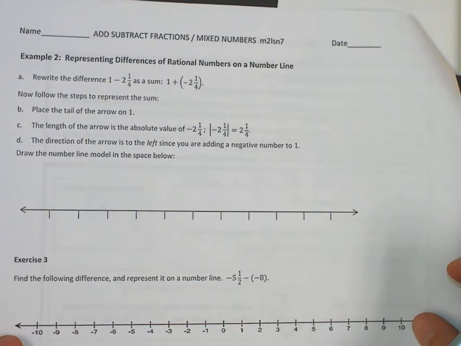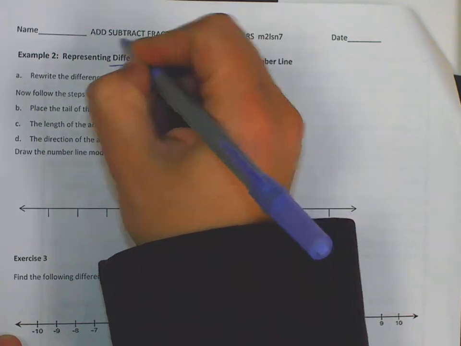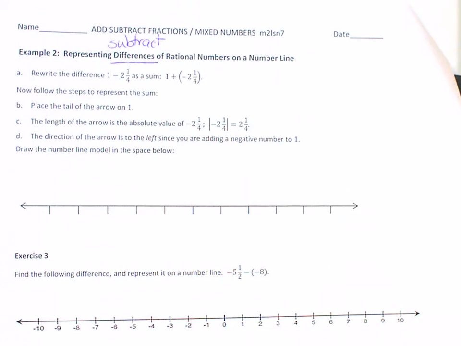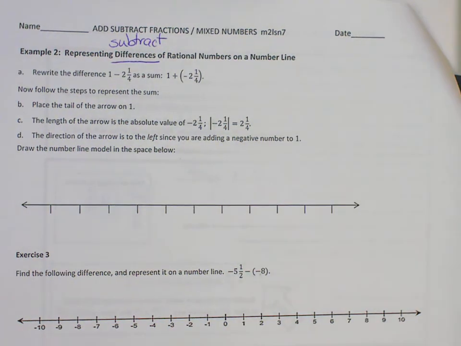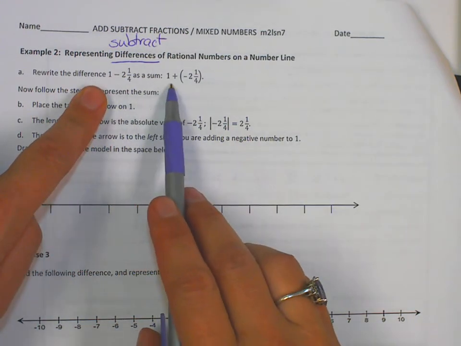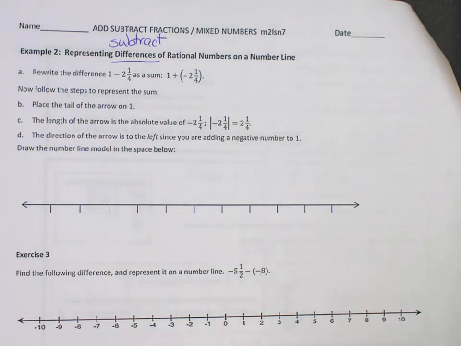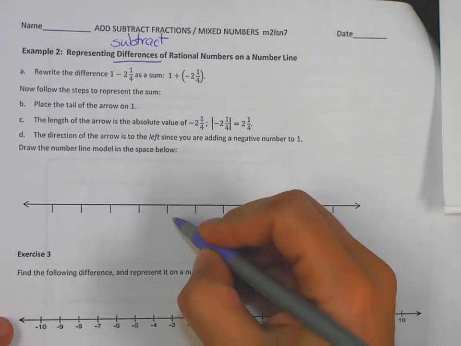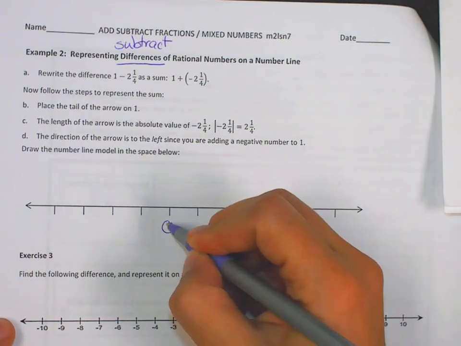Ejemplo 2, example 2. Representing differences, you should know difference means subtract, of rational numbers, which means fractions or decimals that end or repeat, on a number line. Rewrite this difference as the sum. Okay, we're going to do this on the number line. So remember, we are always going to start at 0. Let's see, what do we want to count by? I'm going to count by ones if you don't mind.